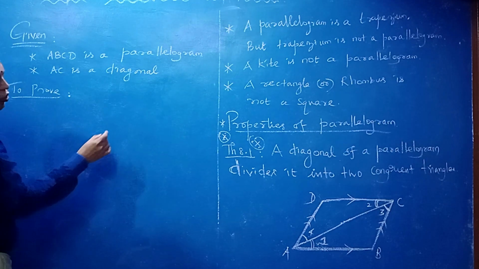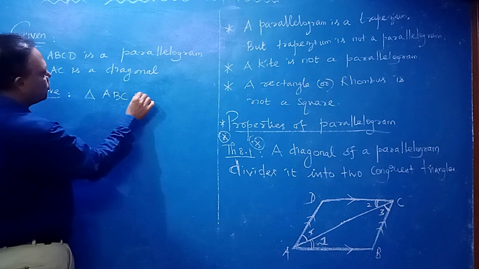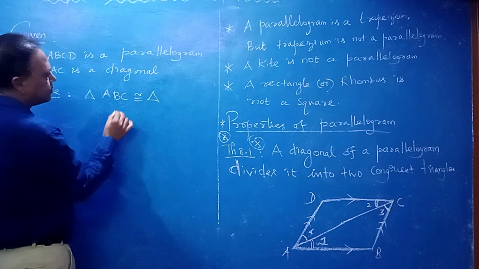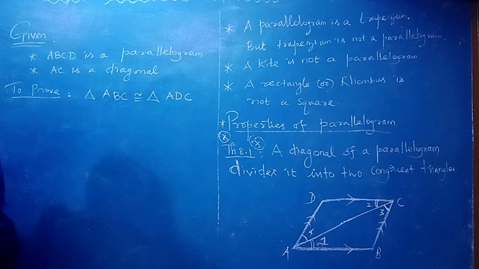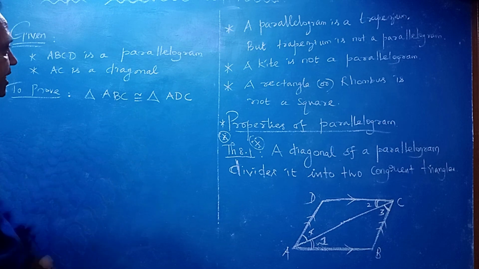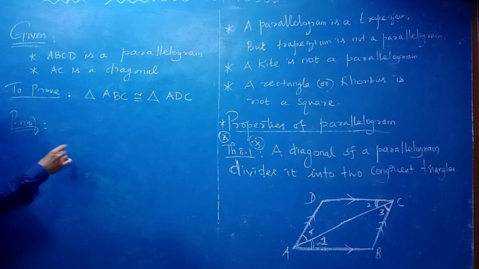To prove triangle ABC congruent to triangle ADC. Triangle ABC is congruent to triangle ADC. Okay. Proof. I am taking these two triangles.